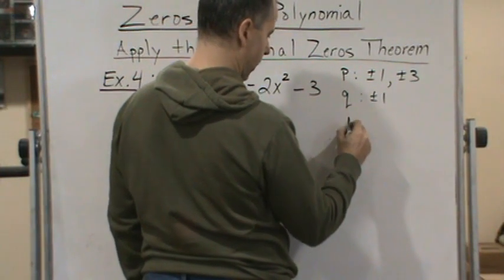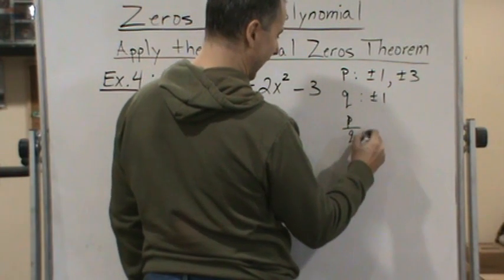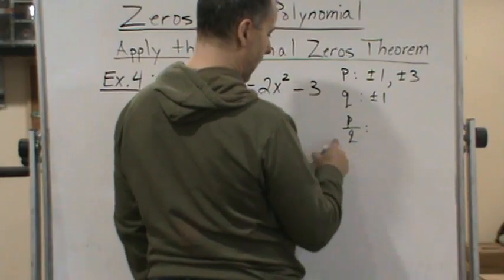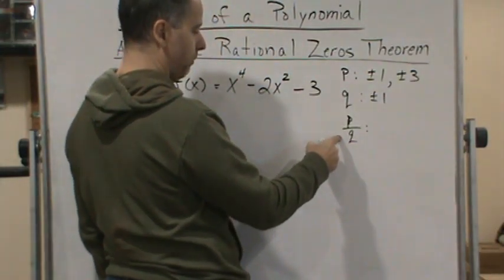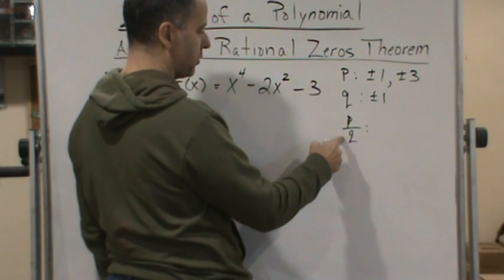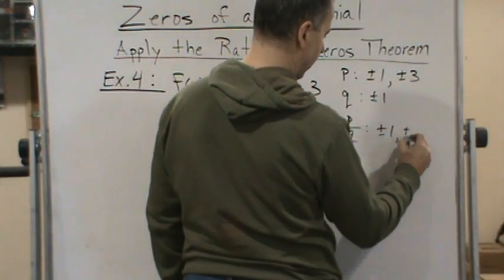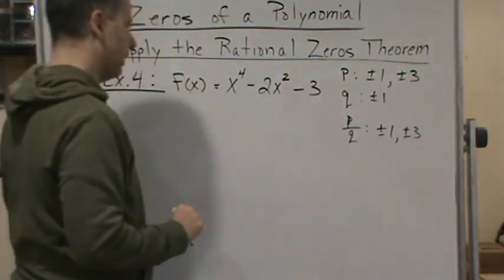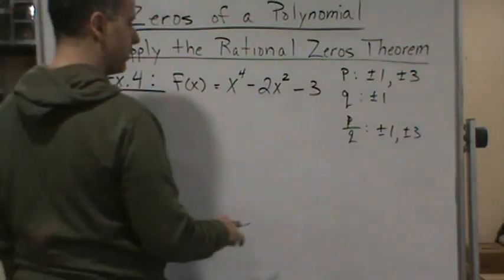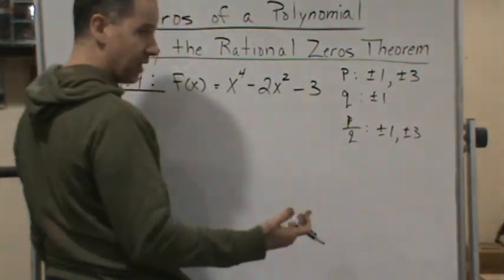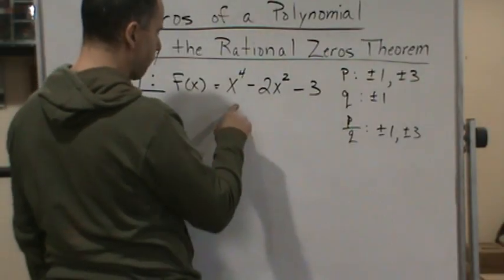So in this case, our p over q candidates, our possible rational zero candidates, are going to be plus or minus 1 and plus or minus 3. Now let's see if they work. So let's do plus or minus 1. Again, start with the easier ones to check.